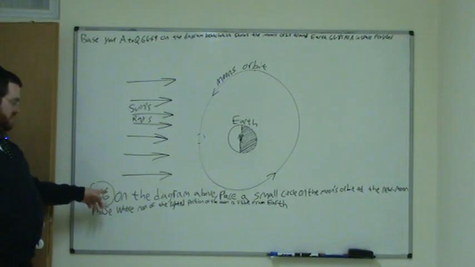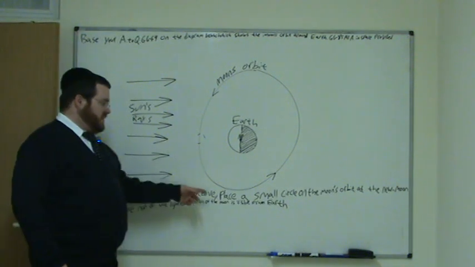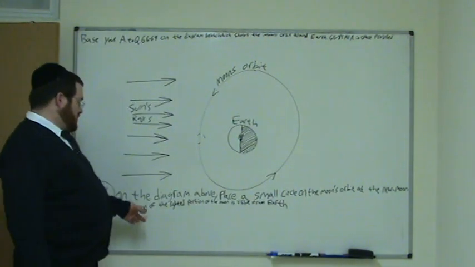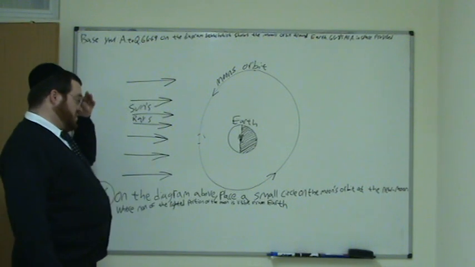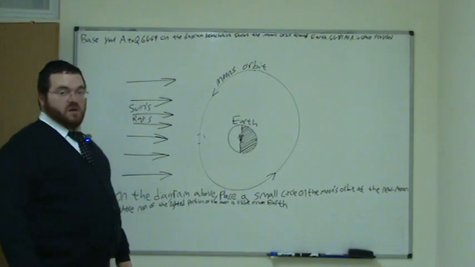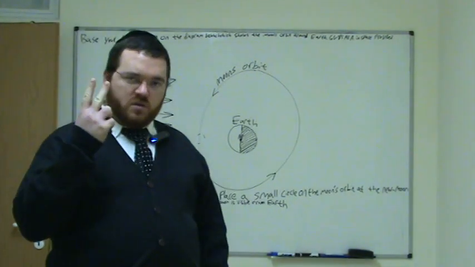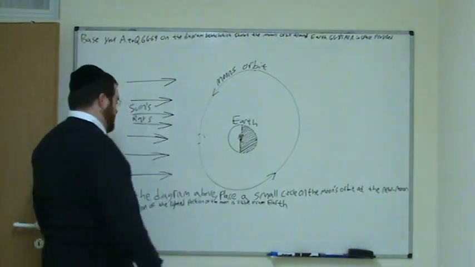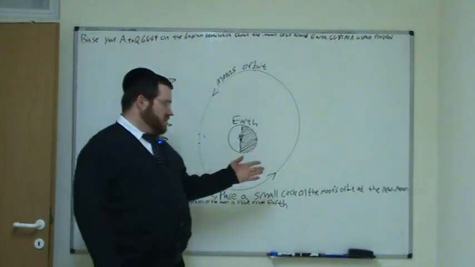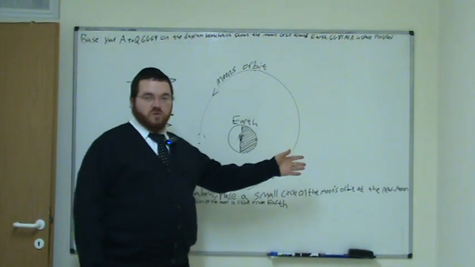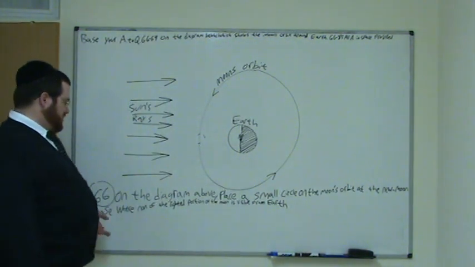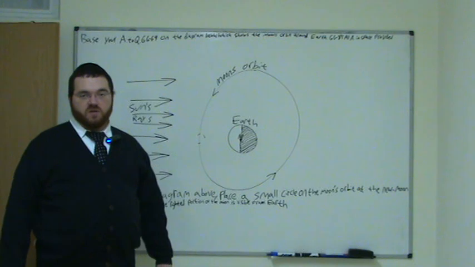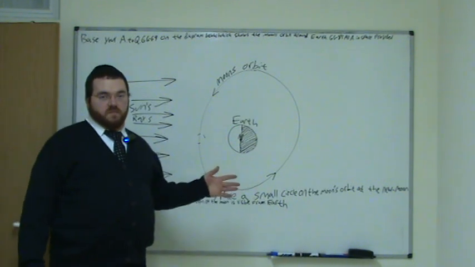Question 66. On the diagram above, place a small circle on the moon's orbit at the new moon phase where none of the lighted portion of the moon is visible from Earth. Luckily over here they give you two things of information that should help you. First of all, they say place a circle on the moon's orbit at the new moon phase. The new moon phase is where none of the lighted portion of the moon is visible from the Earth.